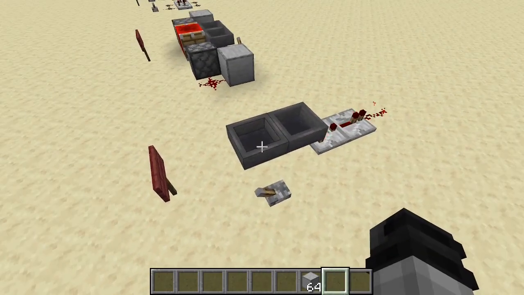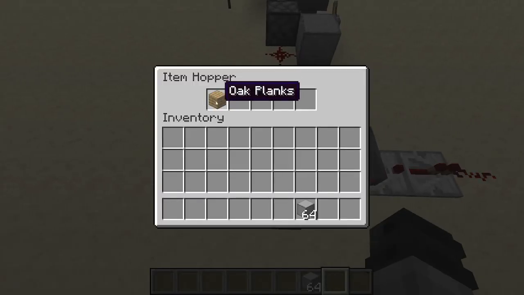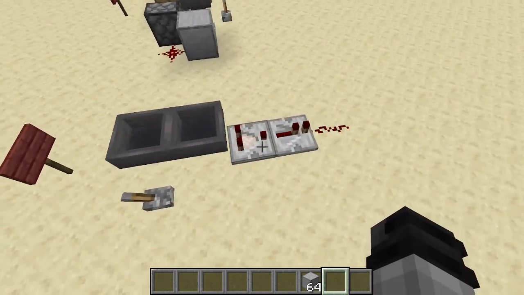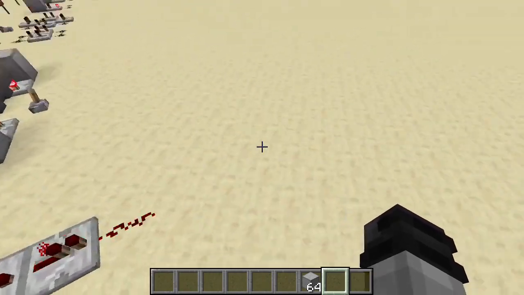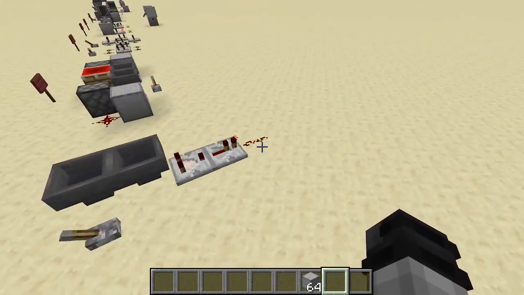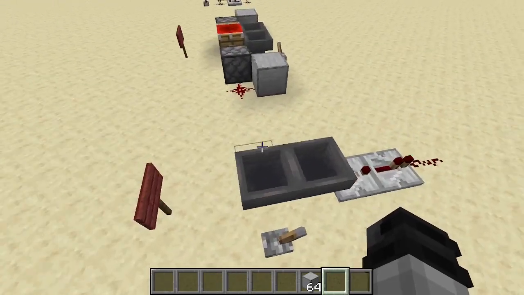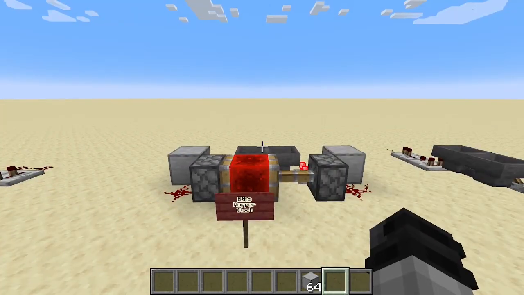So if we activate it, we unlock the hopper. And what's going on is we have this one single block going back and forth between the hoppers. And this is allowing a pulse to be sent out. We can have this connected up to some kind of redstone circuitry, and it would give us a nice consistent pulse.